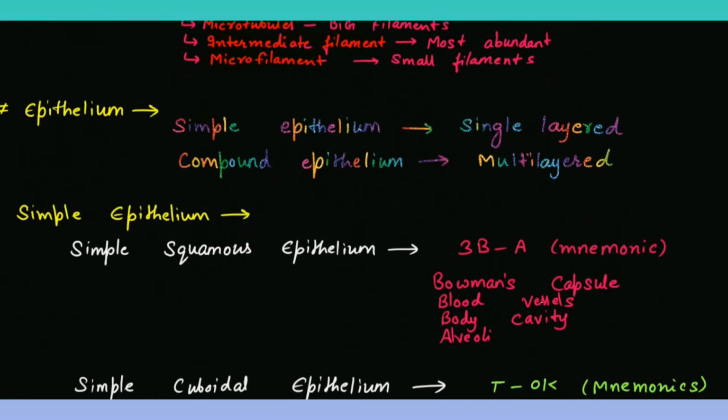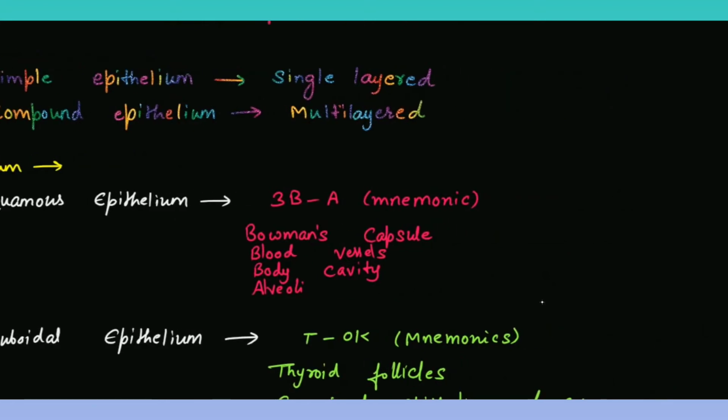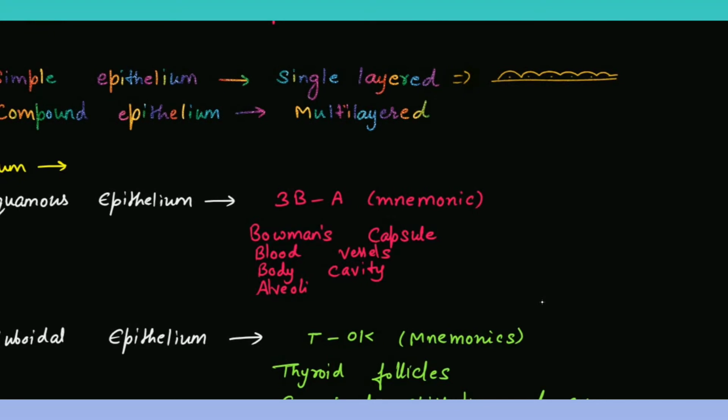Okay, so let's now talk about epithelial tissues. For epithelial tissue, you need to take the examples. I will write the examples here, because they are important. I hope you know everything about squamous and cuboidal. There are mainly two types: simple epithelium and compound epithelium. Simple epithelium is single layered. Compound epithelium is multi-layered.